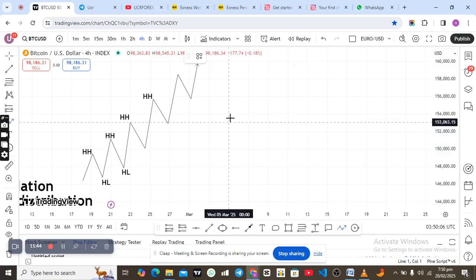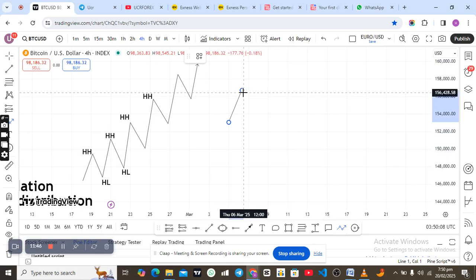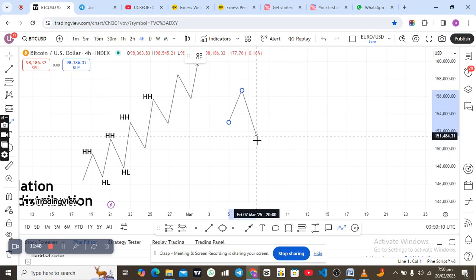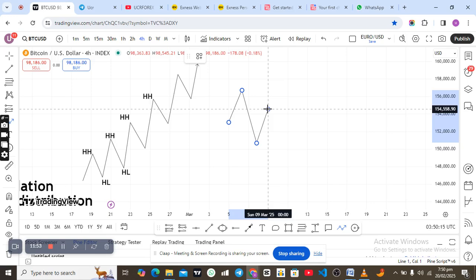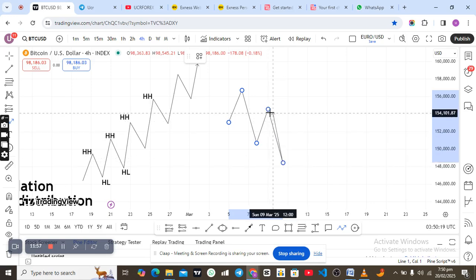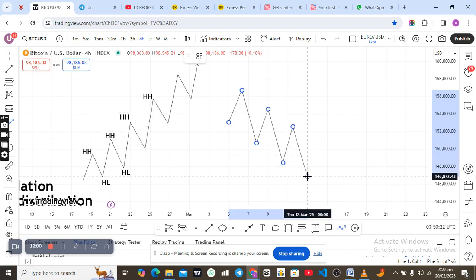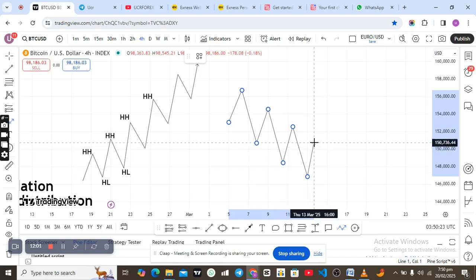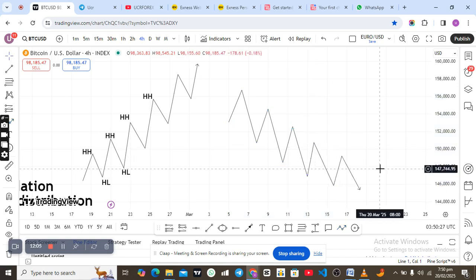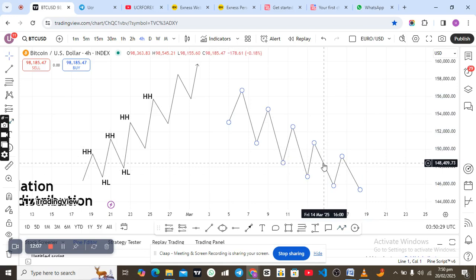The market will print a series of lower highs, and then a series of lower lows. The next thing you see is the market printing a new high, then a lower low, a high, a lower low, a high, a lower low. So this is when we call the market a downtrend market.